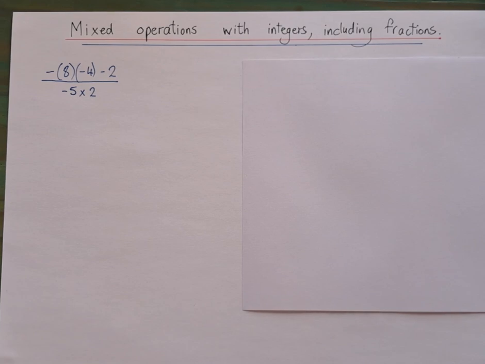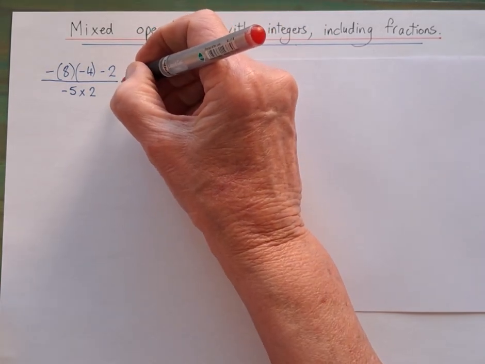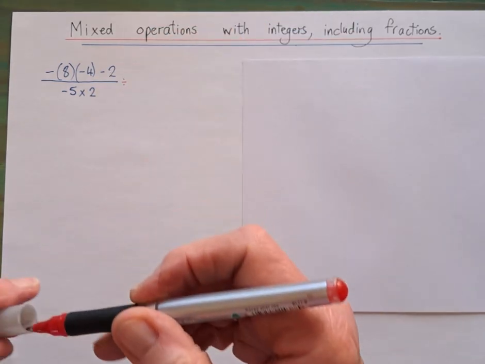In this fifth episode on integers, let's have a look at some examples that include all four operations, including fractions, and most importantly, just how to look at each step and decide what to do next. And if we look at the first example, it does have a fraction line, and I keep reminding you that that fraction line actually means division. So let's always remember that.